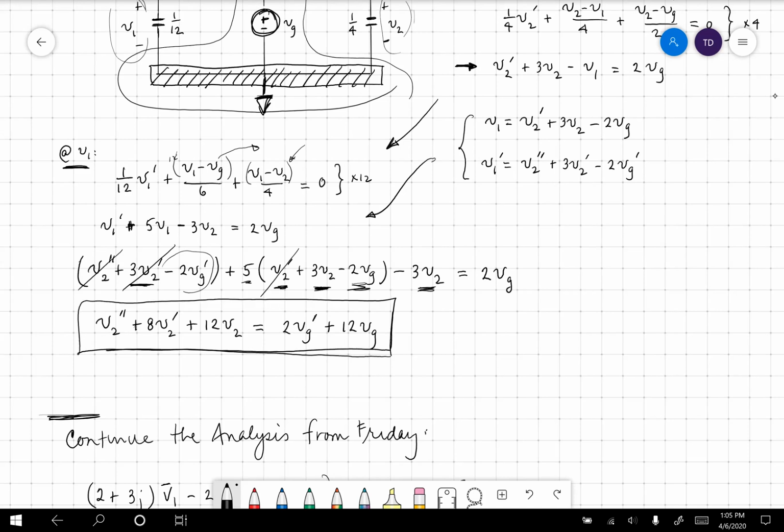Here's the differential equation. I could have made you find the homogeneous response because it would have been easy, because V double prime plus 8V prime plus 12V factors very nicely when I look at the characteristic equation. But all I said is find the differential equation. That was the differential equation. Questions on that?